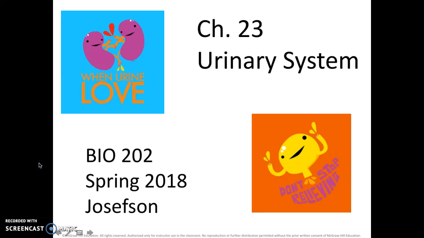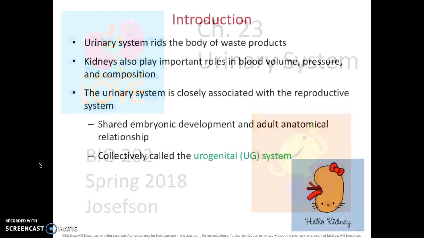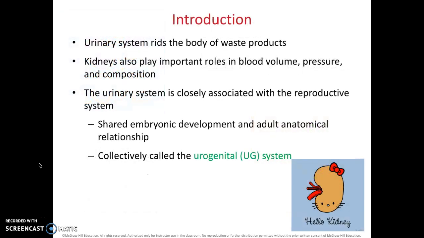Hey guys, so I'm only going to do one lecture just on the basic anatomy of the urinary system, and this is in complement to our chapter 24 about fluid balance. So the urinary system functions to rid the body of waste products and plays a huge role in maintaining homeostasis. Remember we talked about with the previous lectures, that would be fluid balance, electrolyte balance, and acid-base balance. The kidneys also play very important roles in maintaining blood volume, pressure, and blood composition.